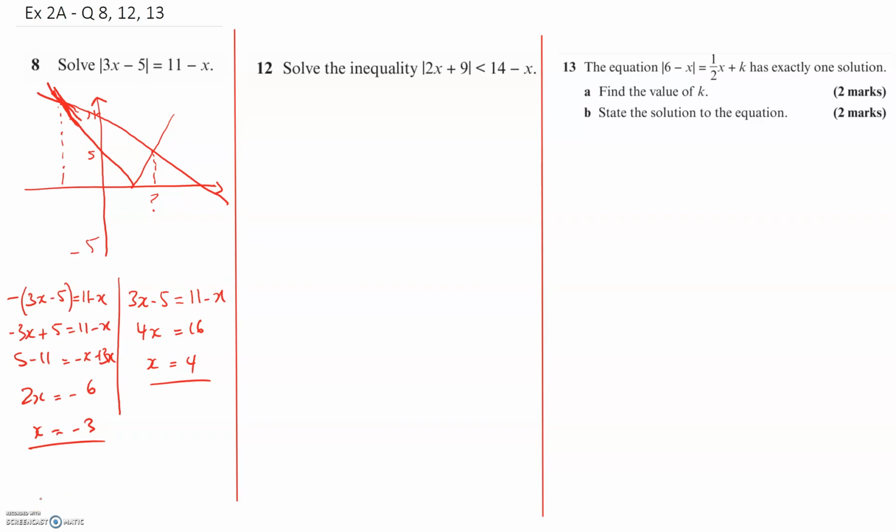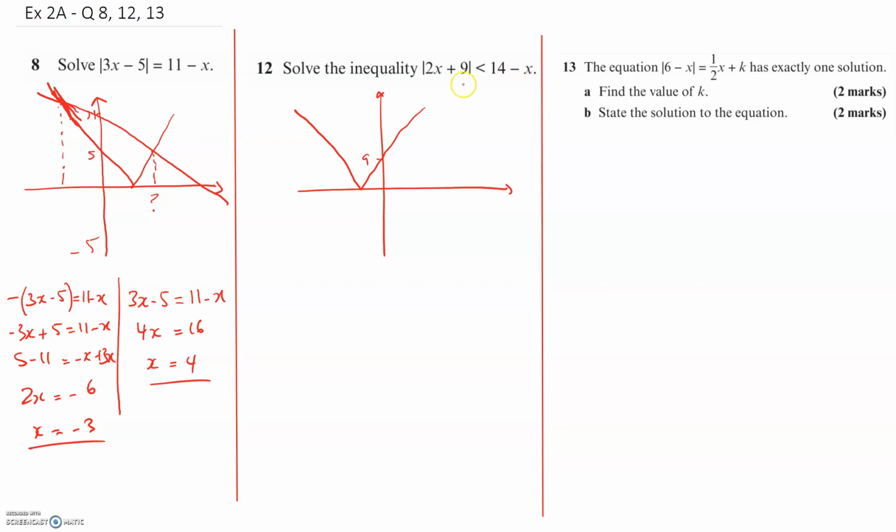Question 12 is slightly different because it's solving an inequality. So our answer should also be an inequality. So very quickly going to sketch it. If I sketch 2x plus 9, that's going to cross the y-axis at 9. And it's going to have a gradient of 2, so again fairly steep. Again, because it's modulus, it's going to bounce off the x-axis and look like this, so a V shape. So that's what we want.